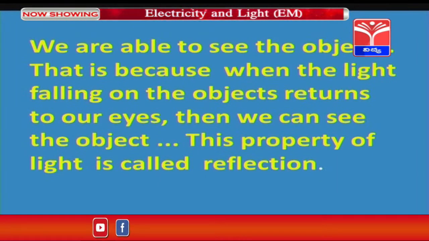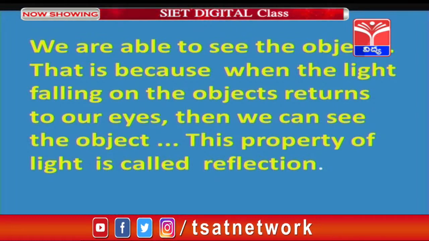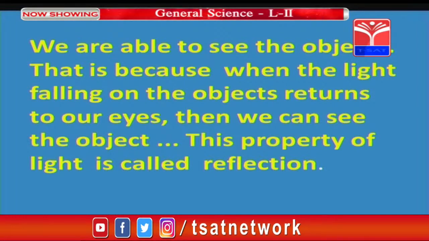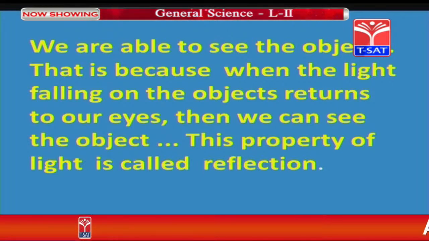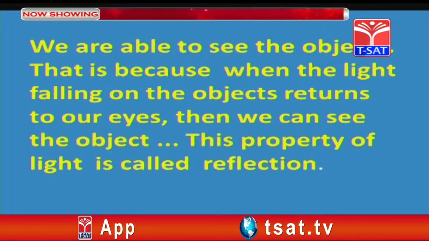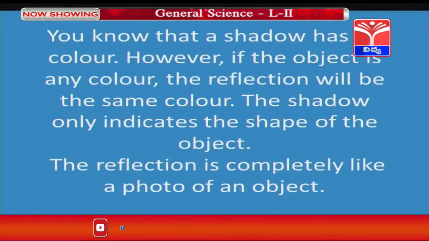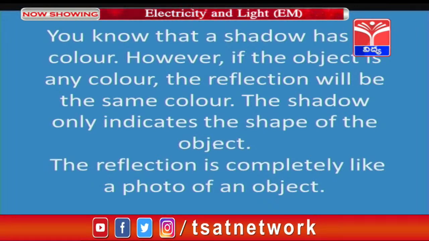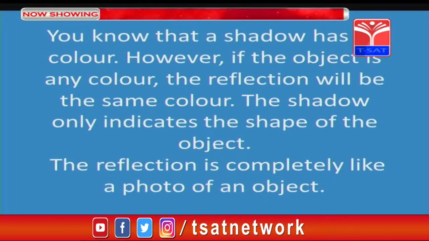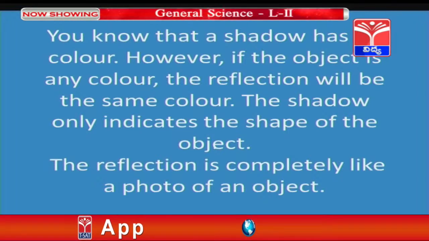We are able to see the objects because the light falling on the objects returns to our eyes, then we can see the object. This property of light is called reflection. We know that a shadow has no color. However, if the object is any color, the reflection will be of the same color. The shadow only indicates the shape of objects. The reflection is completely like a photo of an object.